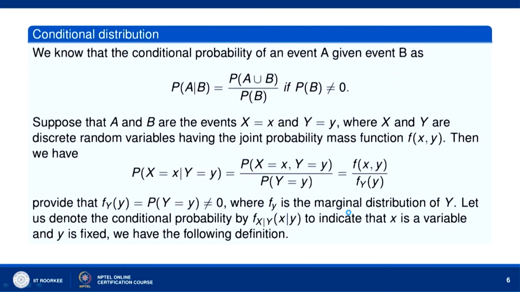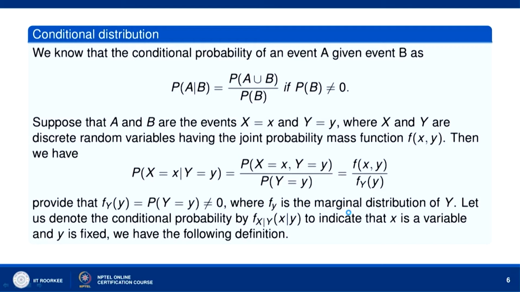Now, we know that the conditional probability of an event A given event B is given by this formula. Probability that A given B is equal to probability of A intersection B divided by probability of B, if P(B) is not equal to 0.